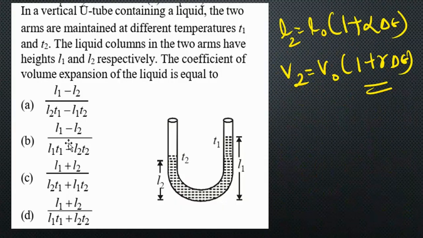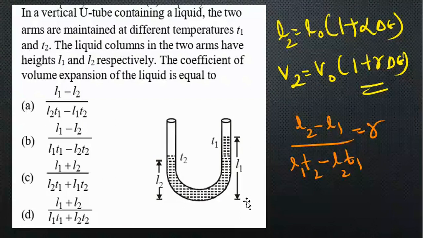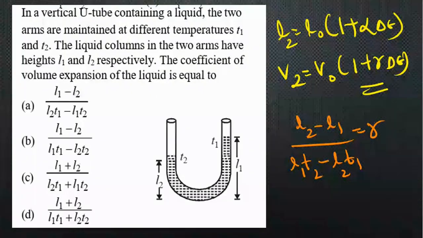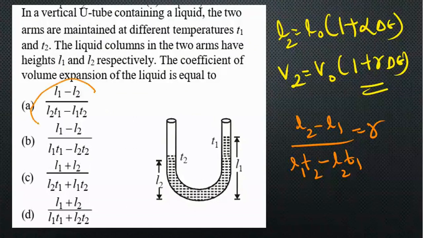Let's get into the answer options. So the answer has to be L2 minus L1, but here we don't have L2 minus L1. So yes, it should be multiplied by minus, then we get L1 minus L2 in the numerator and the other way around in the denominator: L2 T1 minus L1 T2. So you can see we get the answer A, the first one.